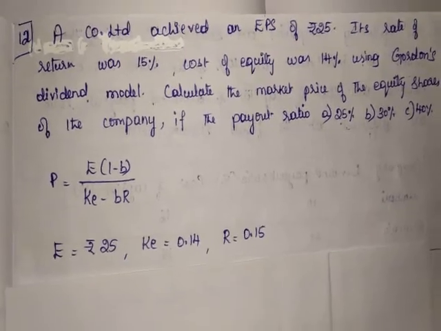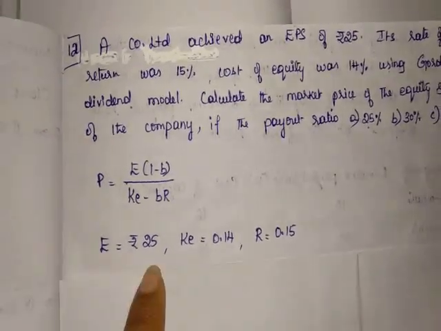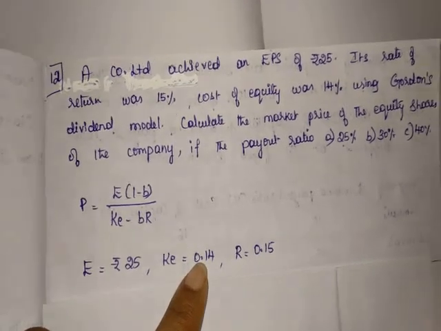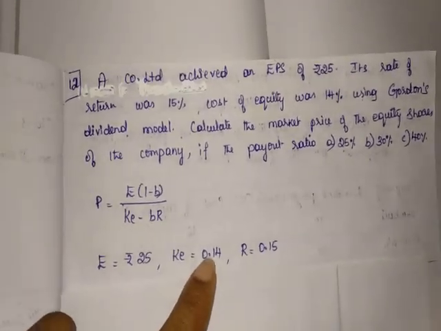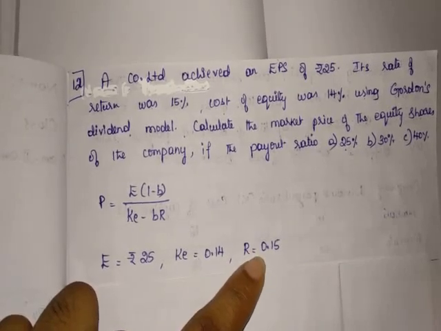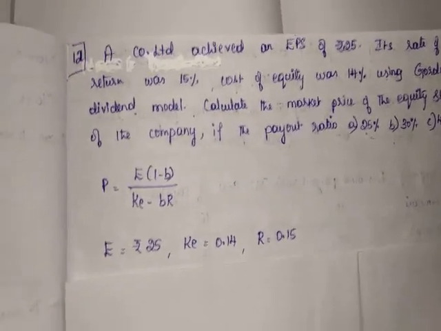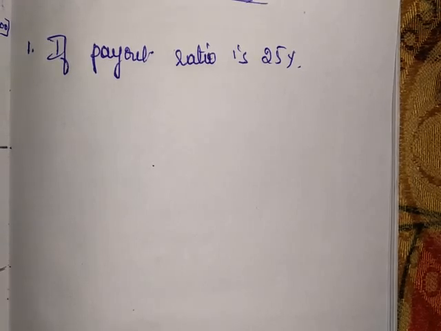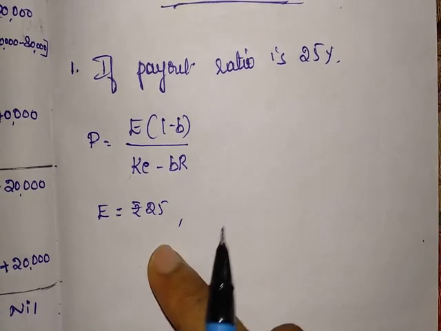Here EPS is rupees 25. Cost of equity is 0.14. That is, 14% means it is 0.14. And rate of return, it is 15%, that means 0.15. Payout ratio is 25%. Let's calculate what is the market price. EPS is 25.